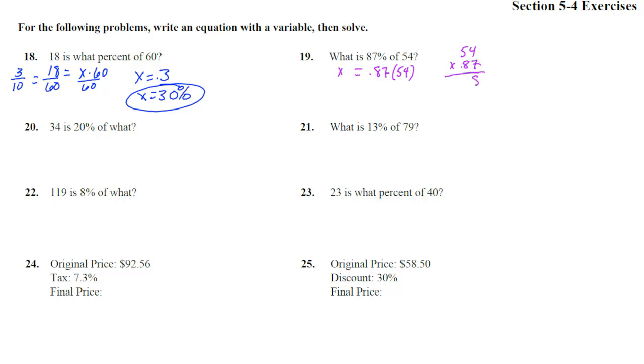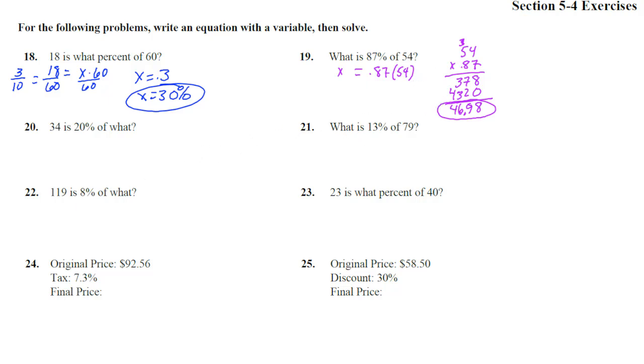7 times 4 is 28, carry the 2. 7 times 5 is 35, plus 2 is a 37. Put a 0 for that second row. 8 times 4 is 32. 8 times 5 is 40, plus 3 is 43. Add that up and we get 8, 9, 6, 4, and 2 decimal places. 46.98 is our answer. That is 87% of 54.